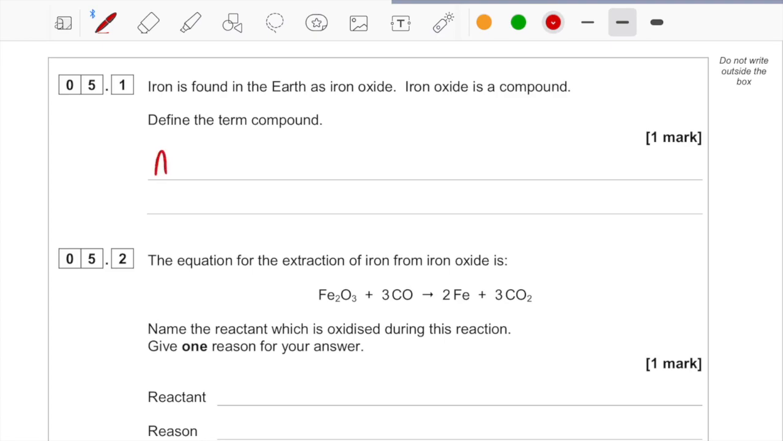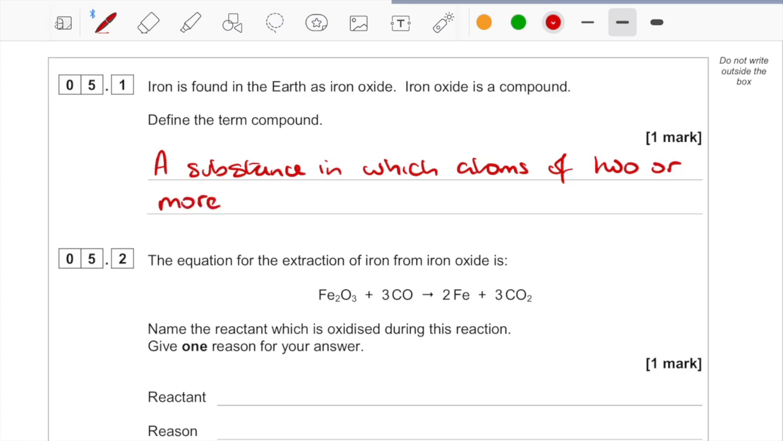So a compound is a substance in which atoms of 2 or more elements, or you can say more than one element, but 2 or more elements, are, and this is a crucial bit, chemically combined or chemically joined or chemically bonded. Any of those terms there.